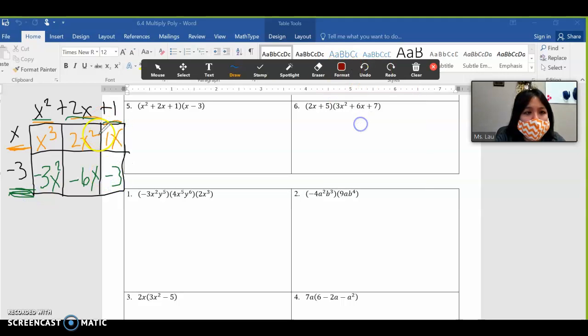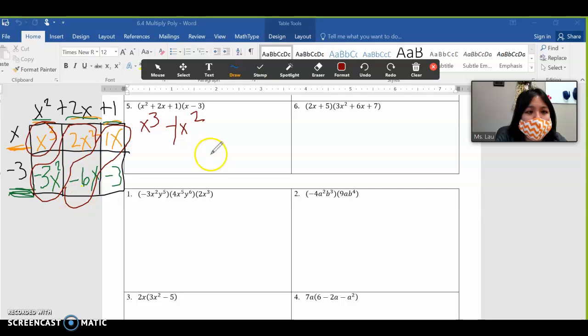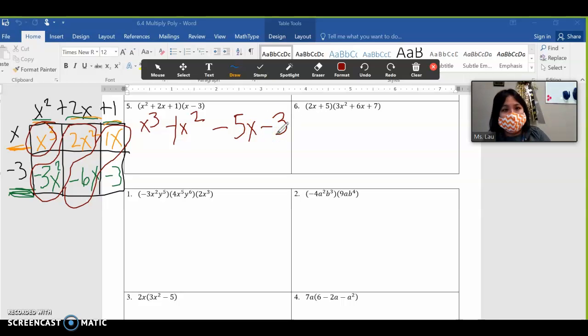We're going to combine our like terms. So it's just x to the third first, because that's the only x to the third. Here's our x squareds. So 2x squared minus 3x squared is 1x squared, or you could just say negative x squared. And then we have 1x minus 6x, which is negative 5x, and then we just have that minus 3 at the end, and that's it.